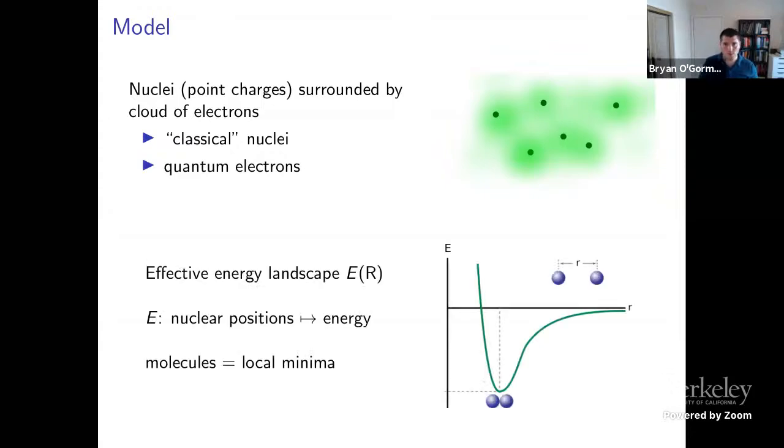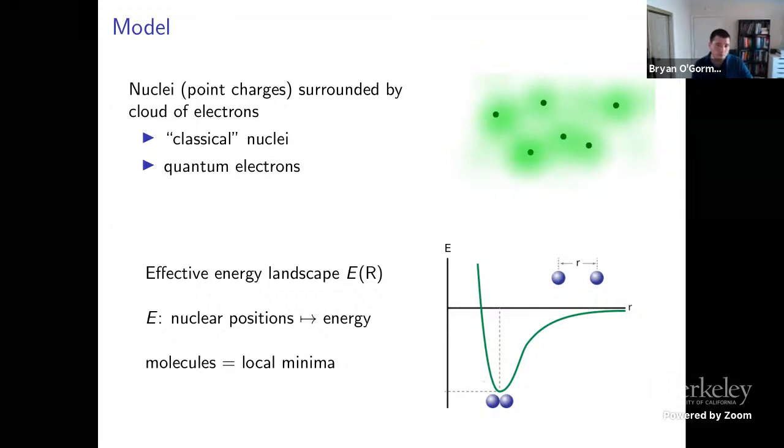And so what we'll do is we'll fix the nuclei in space. We'll solve for the electronic ground state. And we'll do this for many different configurations of the nuclei. If we do this over a range of configurations, we can start to sketch out this energy landscape as a function of the nuclear coordinates. And this allows us to do chemistry because molecules are just the local minima of this energy landscape. If we understand this landscape, then we understand what molecules exist and how they turn into each other, how chemical reactions take place.